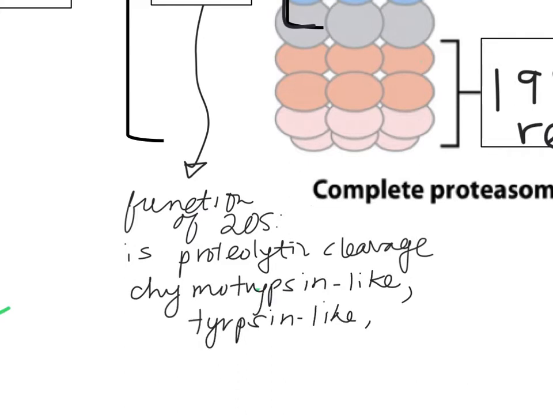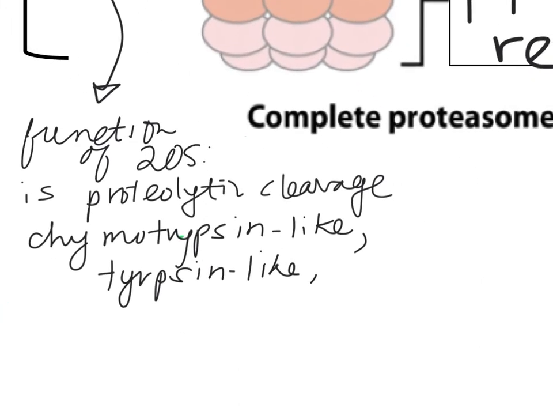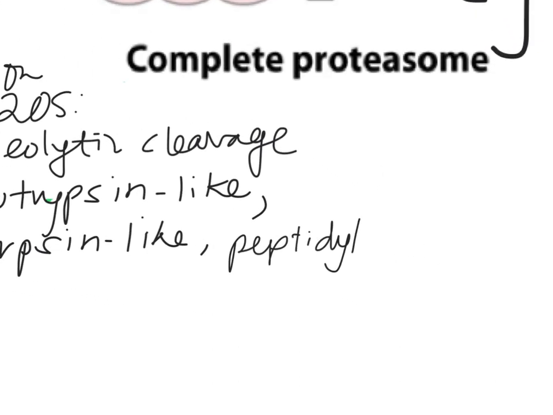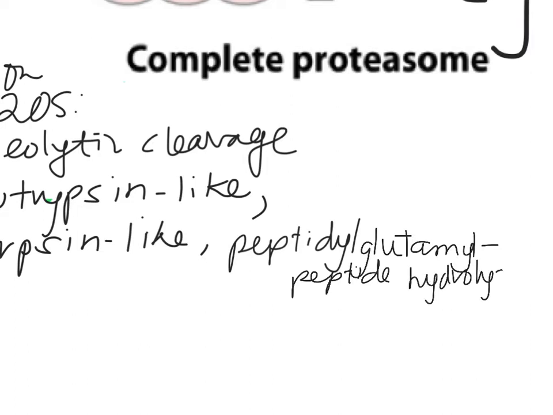And this third proteolytic function is called peptidyl glutamyl peptide hydrolysis, I think is what the last part is. This is often abbreviated PGPH.